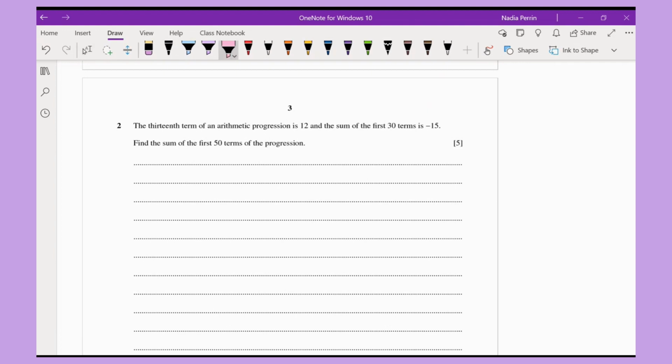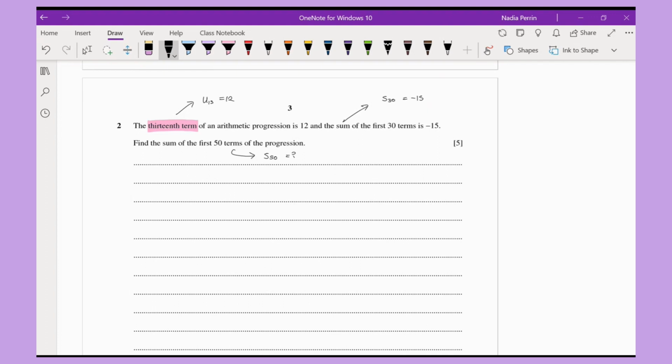So when I read through this, I see the 13th term. So in my mind, I'm thinking U13 is 12. So that equals 12. And then it also says the sum of the first 30 terms, so S30 is equal to -15. And then lastly, it says find the sum of the first 50. So they're wanting us to find the sum of the first 50 equals question mark.